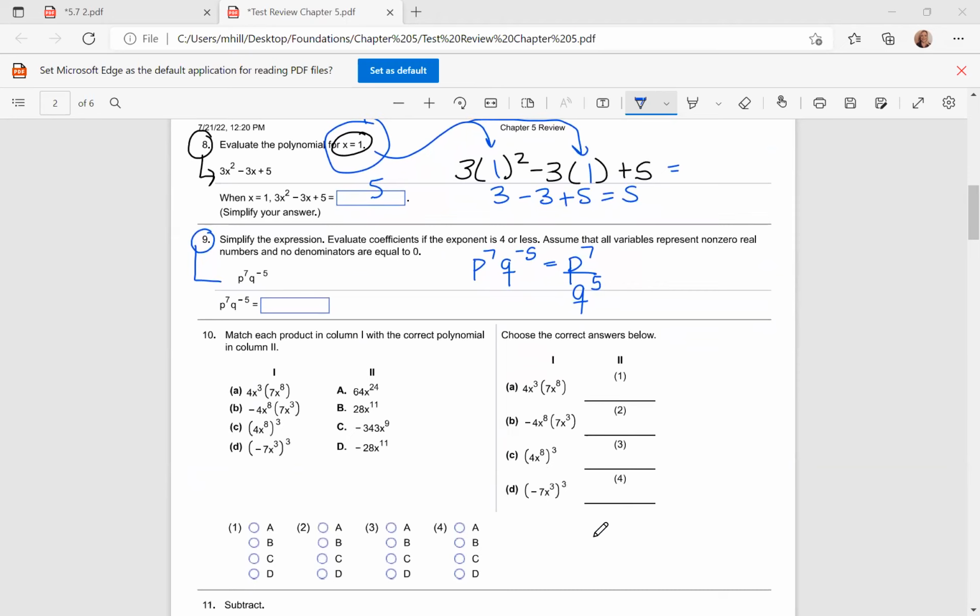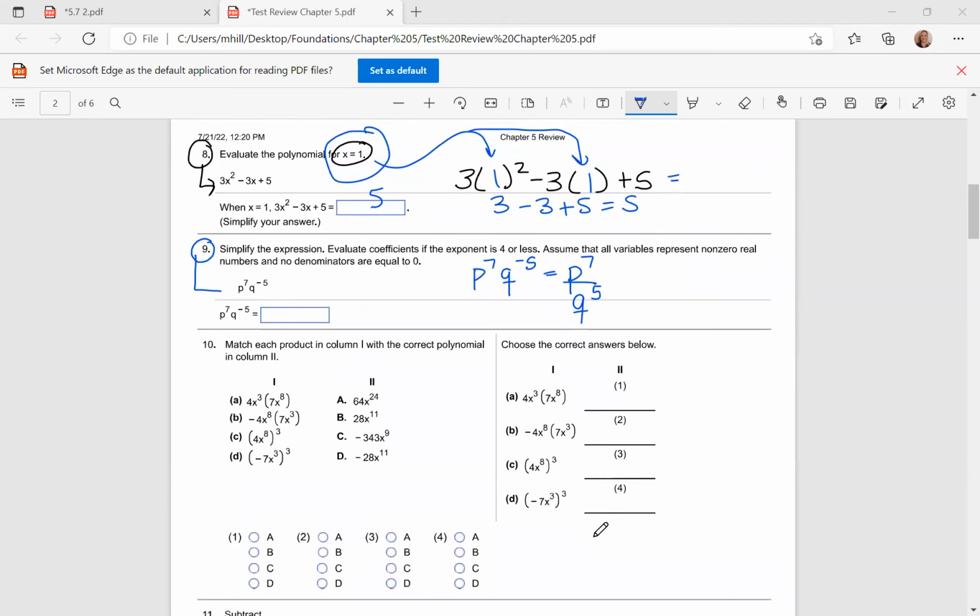Okay, number 10 is asking you to match several things. So number 10, here's the first problem that we have to work. You're going to do 4 times 7, and then you're doing x to the 3rd times x to the 8th. Well, 4 times 7 is 28. And then you're going to add the exponents here. Because you're multiplying and they both are x's, you're going to add the 3 and the 8, and you're going to get 11. So 28x to the 11th, that's B over here.